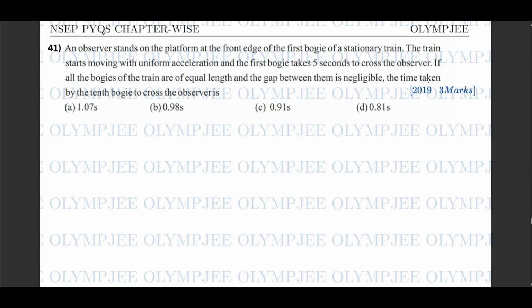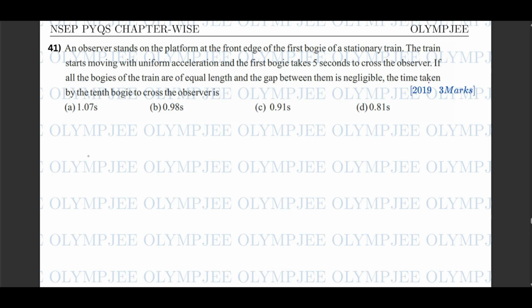Question 41 says that an observer stands on a platform at the front edge of the first bogie of a stationary train. The train starts moving with uniform acceleration and the first bogie takes 5 seconds to cross the observer. If all the bogies of the train are of equal length and the gap between them is negligible, then the time taken by the 10th bogie to cross the observer is.